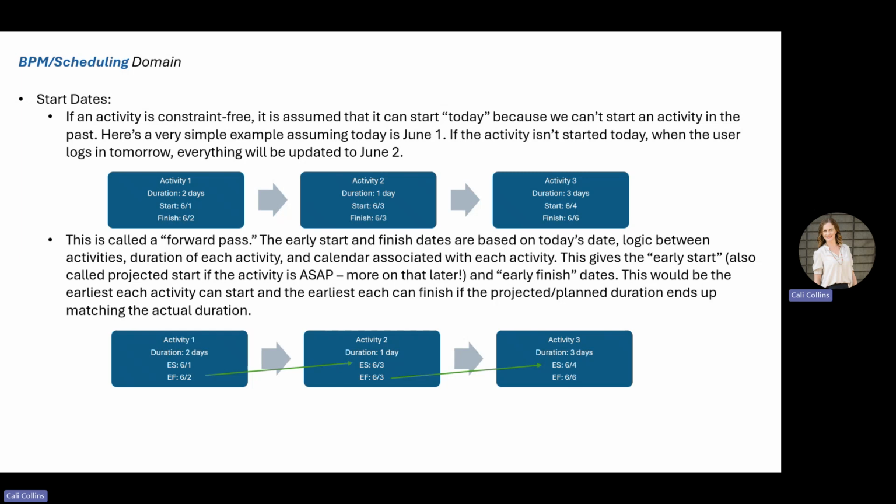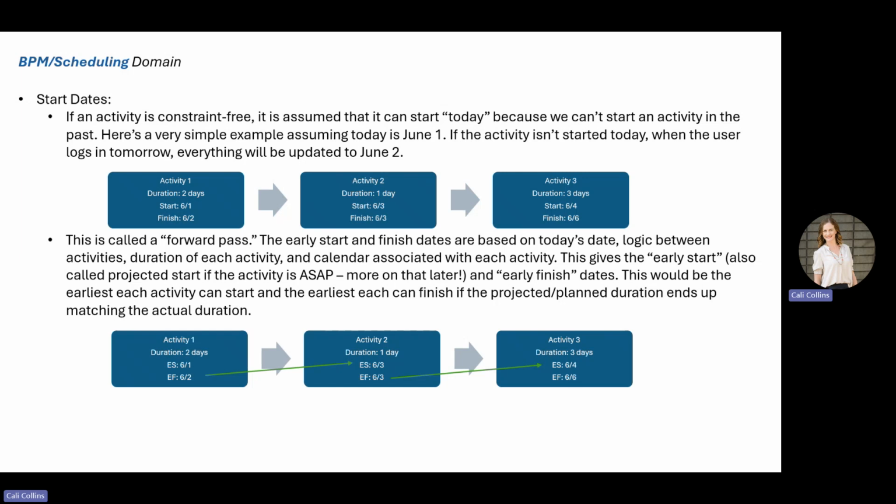So we call this one here a forward pass. So you see the first activity is 2 days long. It starts the morning of the first, ends afternoon of the second, and then activity 2 is able to start the morning of the third. It ends the afternoon of the third because it's a 1-day duration. Activity 3 is 3 days, so it starts that next day on the 4th, and it can finish on the 6th. The early start dates and finish dates are based on today's date, the logic between the activities, the duration of each activity, and the calendar associated with each activity.